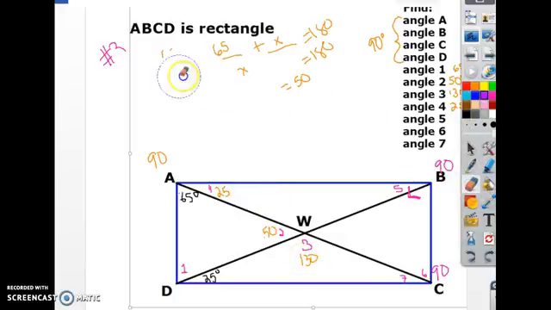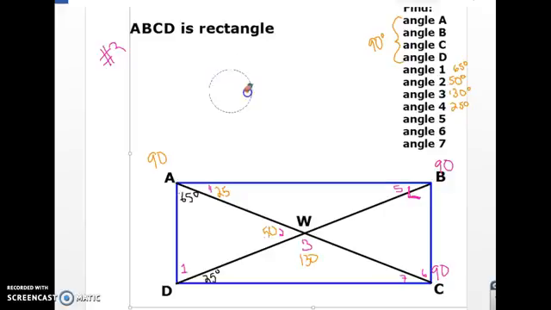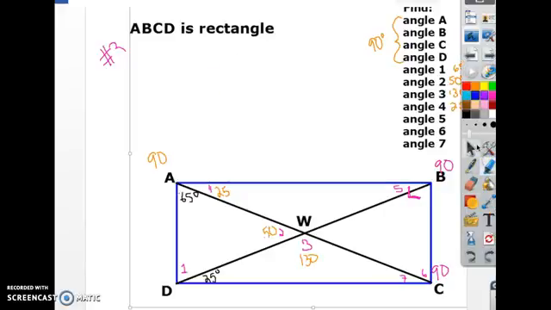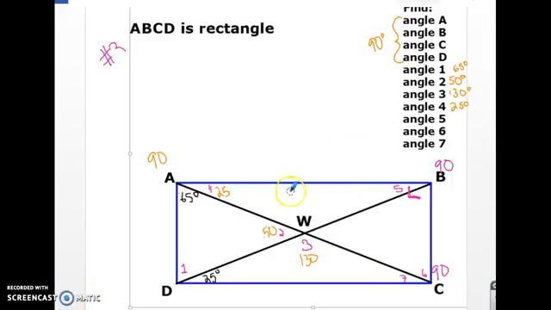Let's look at finding the remainder of our angles here. The remainders of our angles are very, very easy to work with. Now, the same property we used earlier to find angle 2 is going to be the same property we use to find angle 6 and angle 7.